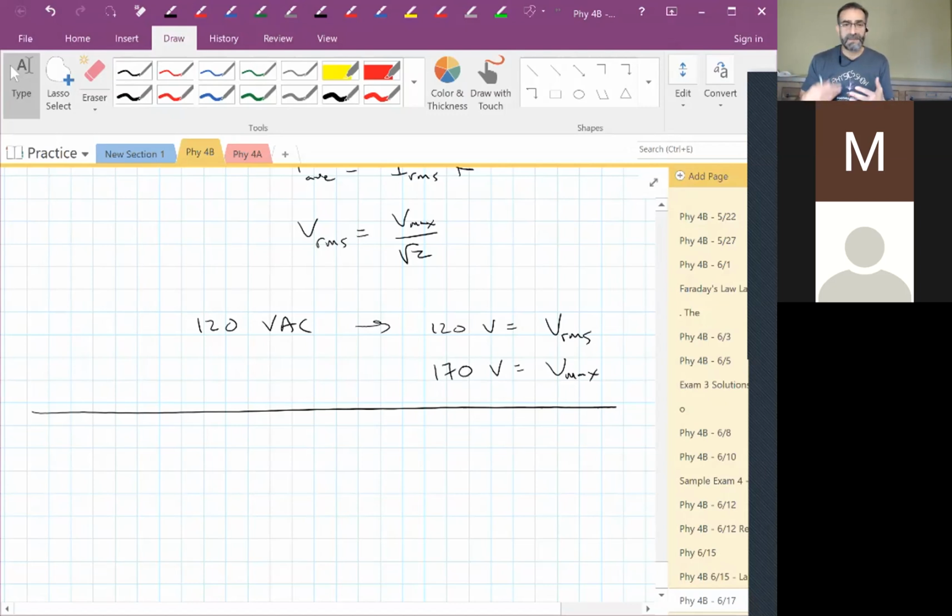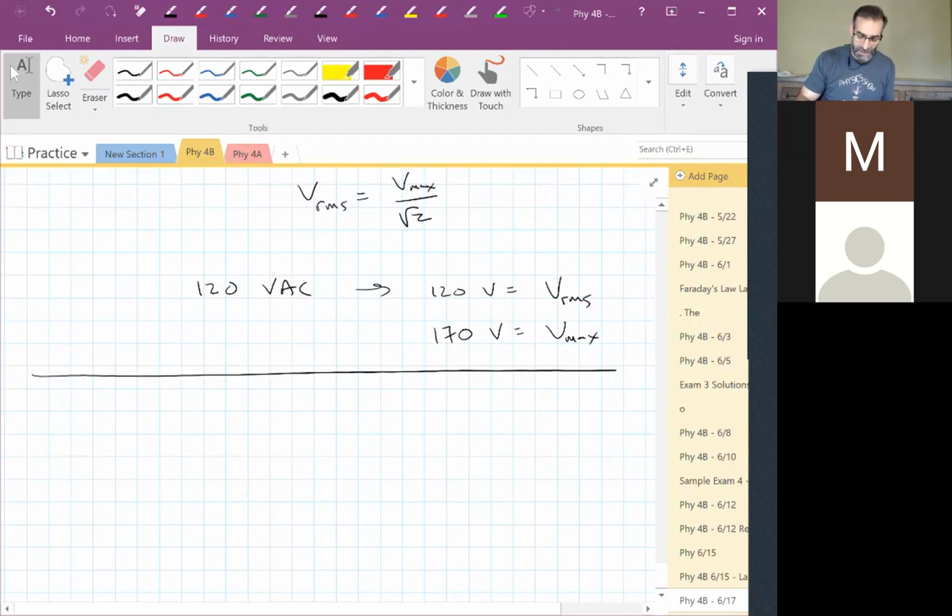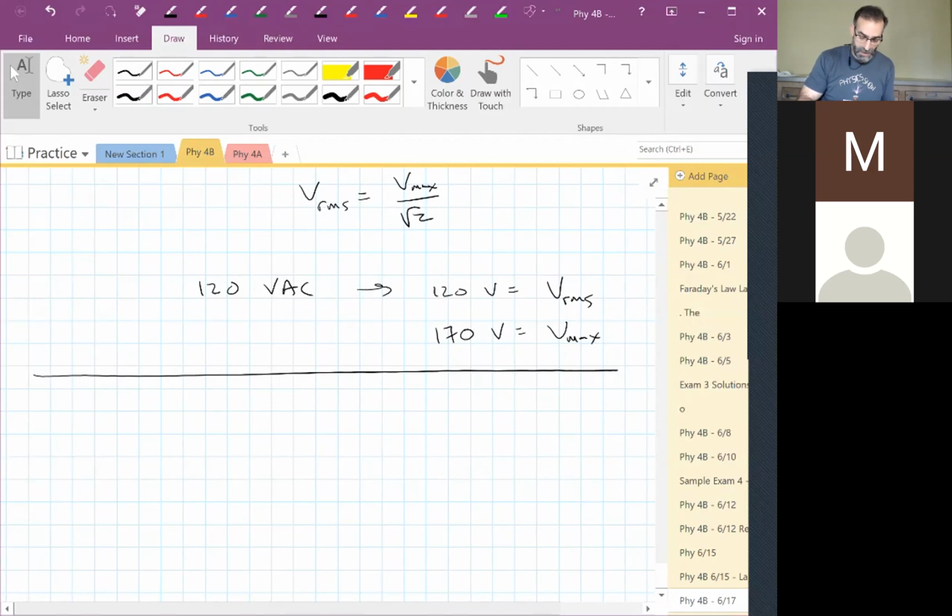So we were kind of familiar. We've seen some of these things before. RMS value: anytime it's a sine or cosine function, you get 1 over the square root of 2 times the maximum value as the RMS value. That's just the way the math works out for sine and cosine functions.